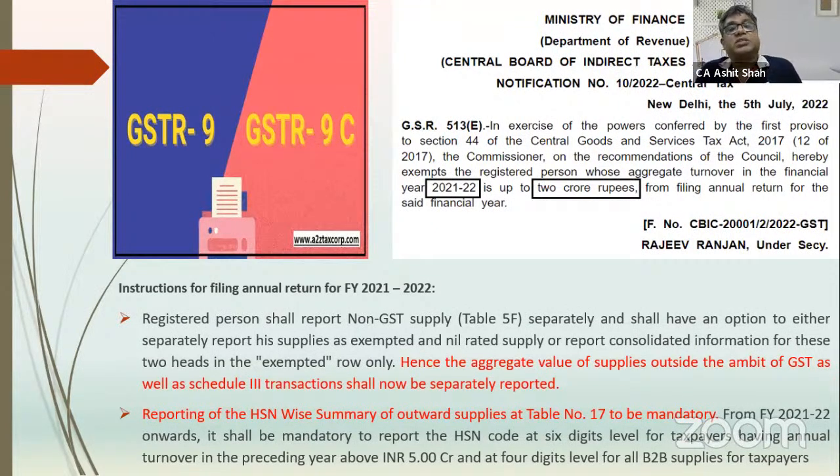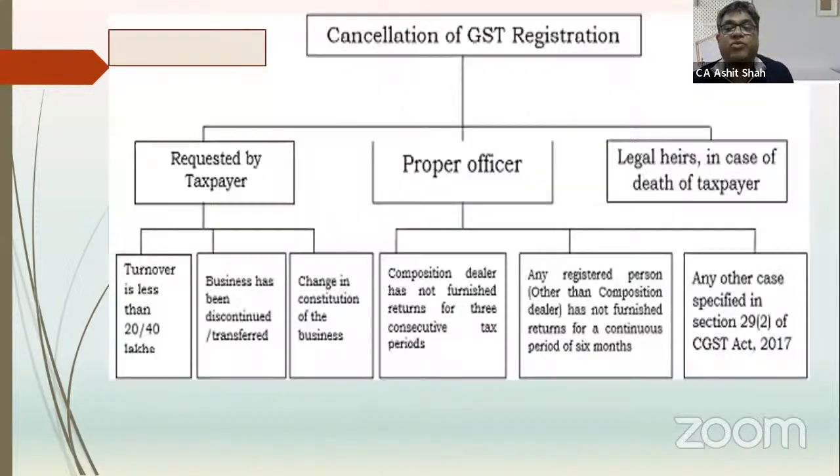So this is as far as GSTR 9 and 9C is concerned. 9C is in respect of certification. If their turnover is more than 2 crore rupees, then certification is also mandatory to be filed along with the reconciliation statement, or a certification also needs to be done along with GSTR 9. So this is the small change in respect of filing of annual return.